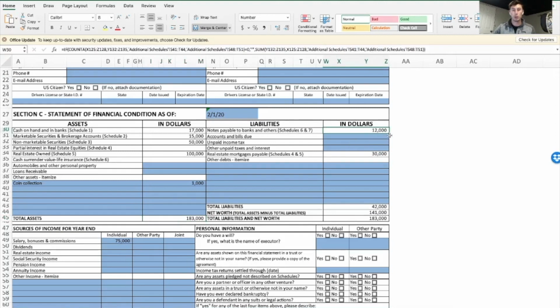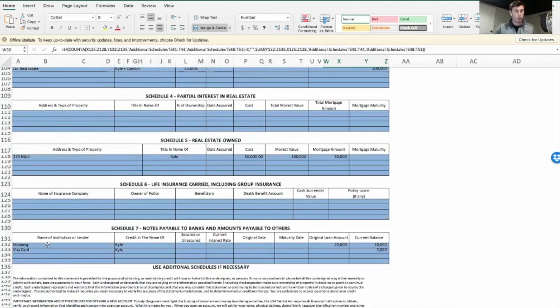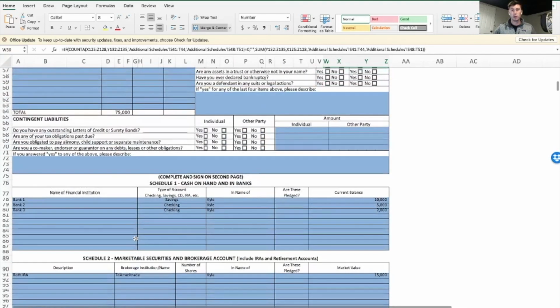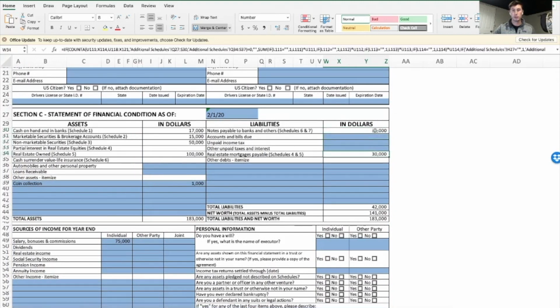Skipping over to the liability section, we look at the notes payable to banks. So this was our loan on, let's see, I don't remember. We had a car loan, yep, on the Mustang, and then we had a Visa loan. So that totaled $12,000. Real estate mortgage payable to others. This was on our house, so we only owe $30,000 on our house, which is doing really good.